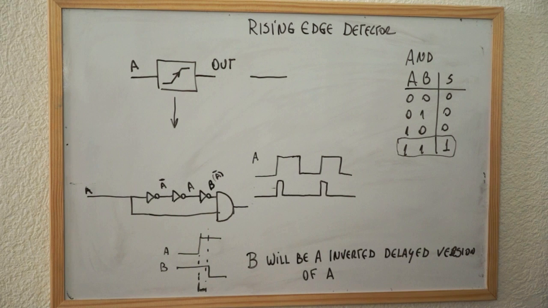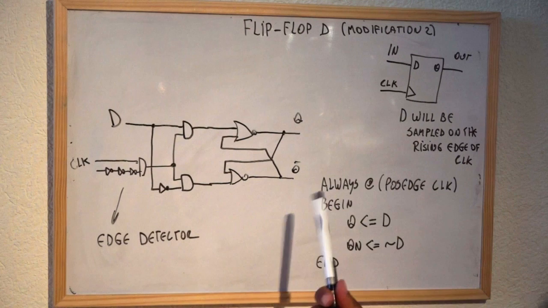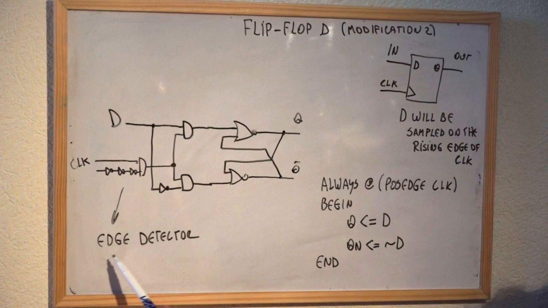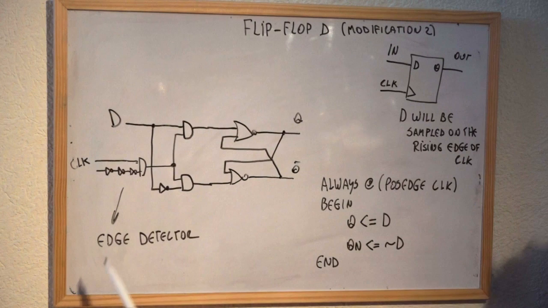So, I'm going to show on the board the circuit of the flip-flop D. Okay, guys, this is our last modification that we're going to add to our latch D to transform it into a flip-flop D. The only thing that we need to do is to add our positive edge detector, okay, as seen in the previous part, into the enable part of our latch D. This will transform into a flip-flop D, which means this whole circuit is going to be enabled only in the rising edge of the clock.